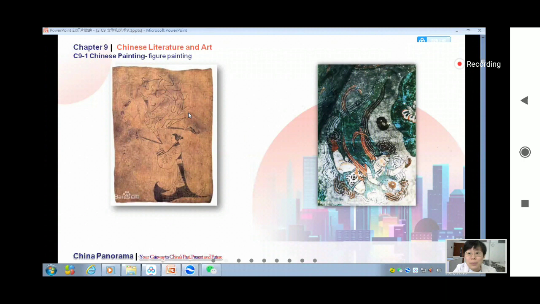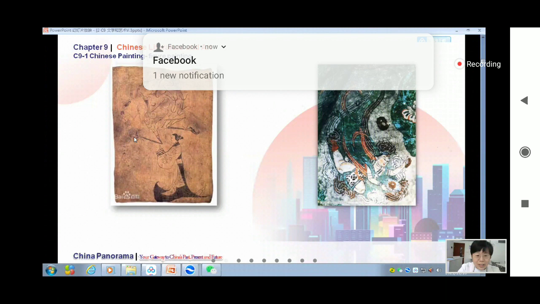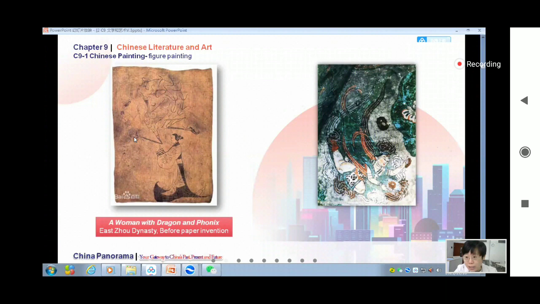Okay, there are two animals. Actually, they are not real animals, they are like god animals. The first one is a phoenix, and the next one, can you see something like a long animal? It's very vague now, not very clear because it's very old. This one here. So it's a dragon. It's a dragon and a phoenix. On the painting is a woman with a dragon and a phoenix.